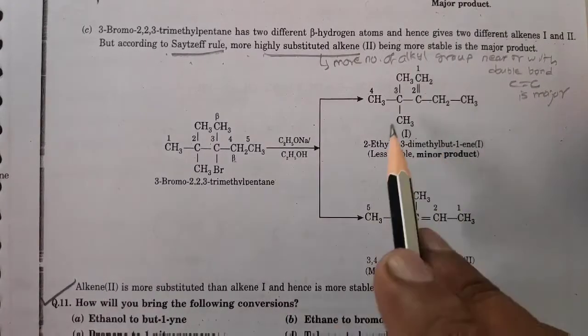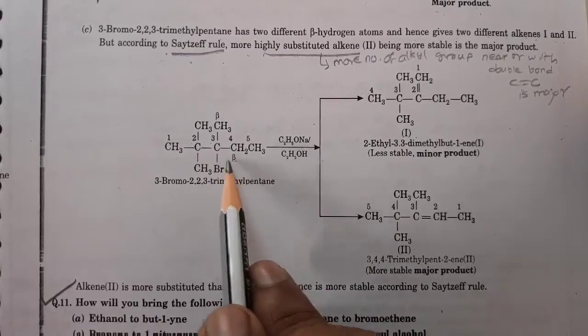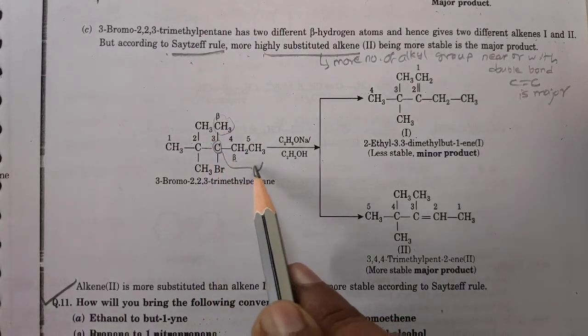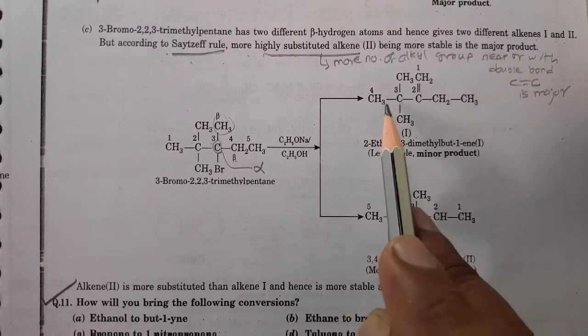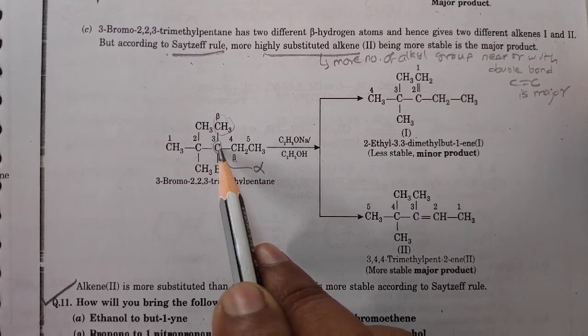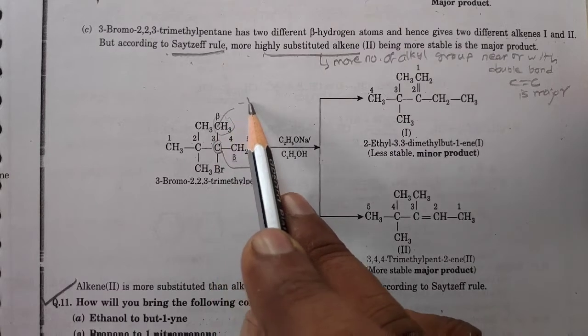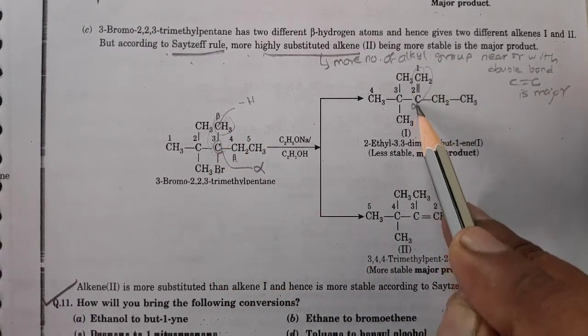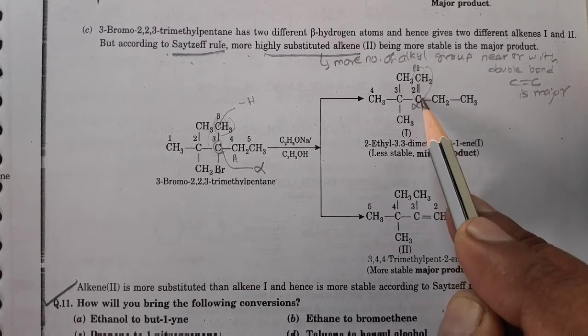Major product. So here you can see, from here this is beta, this one is your alpha, in the beginning, for this first product. Here I will remove Br from this alpha carbon, and from this beta carbon we will remove hydrogen. So between these two, what is formed? This is alpha and this is beta, a double bond is formed, right?